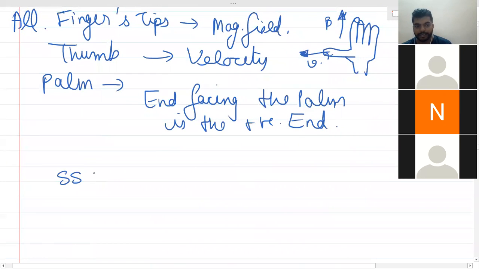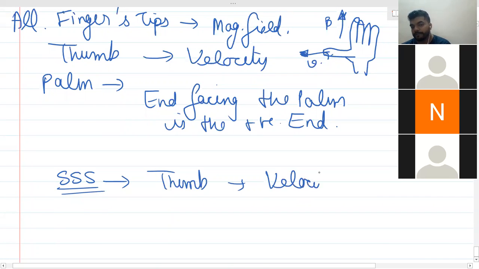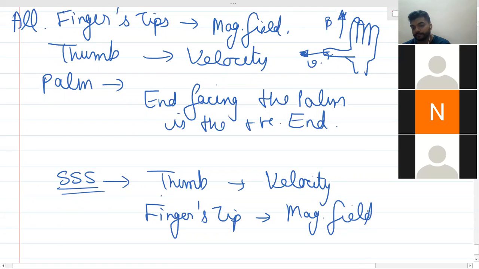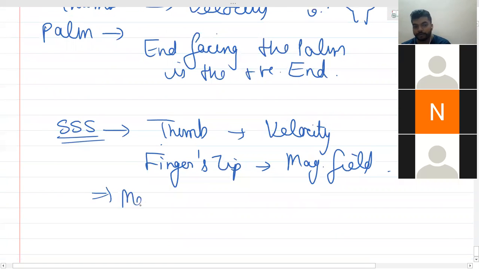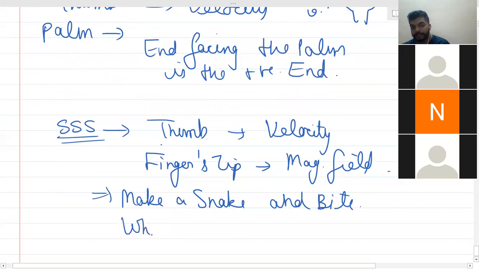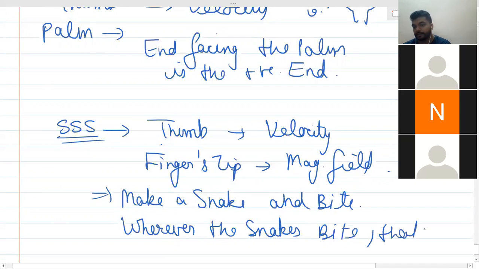SSS rule may be a little harder. So again, it will be something like this. Thumb will be in the direction of velocity, and then all the fingertips shall be in the direction of magnetic field. Then what will you do? You'll make a snake and bite. Wherever you bite, that will be the positive.